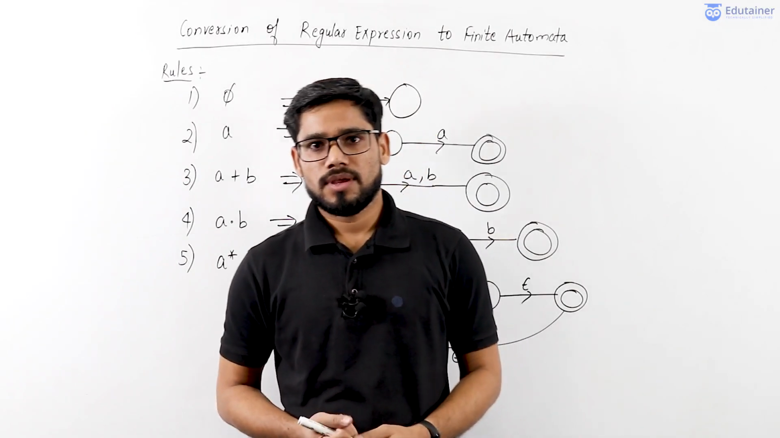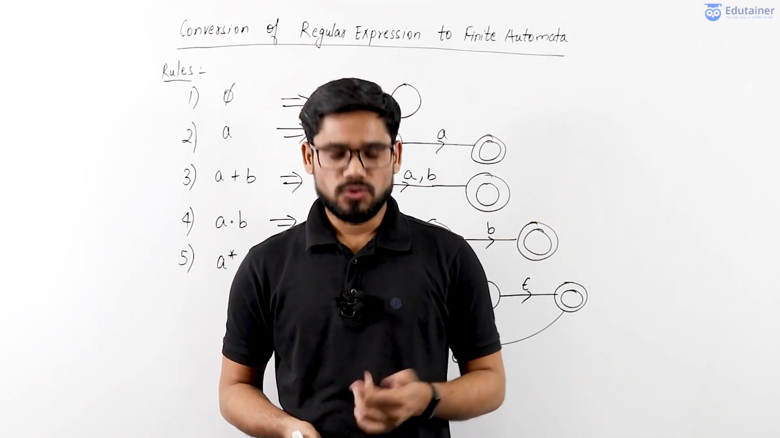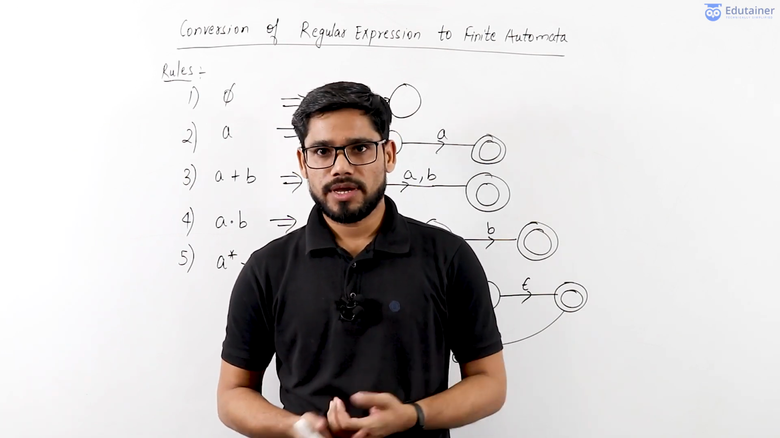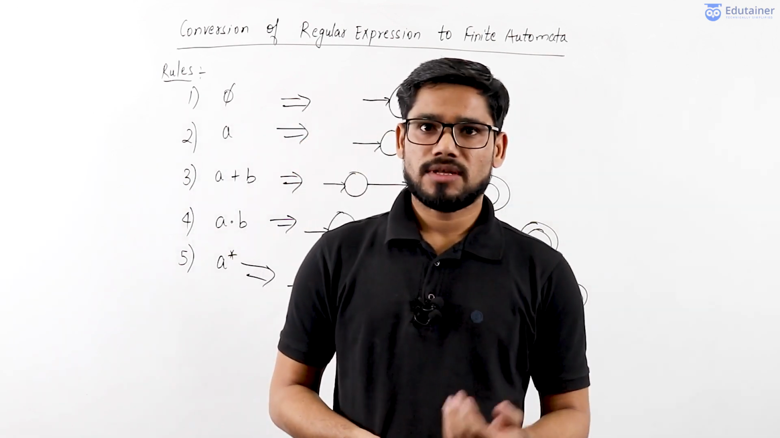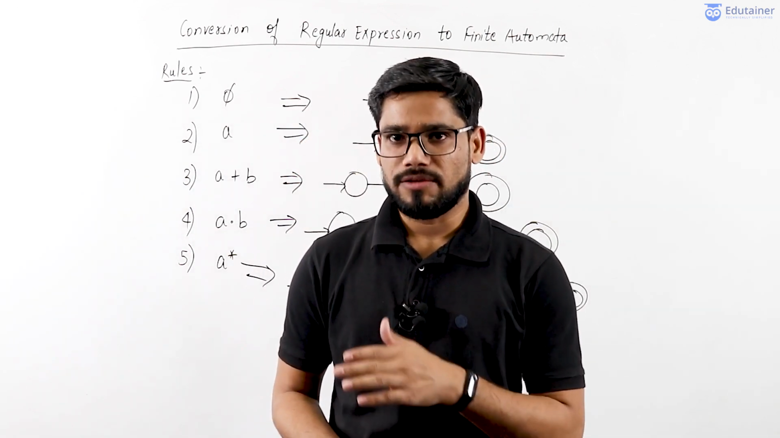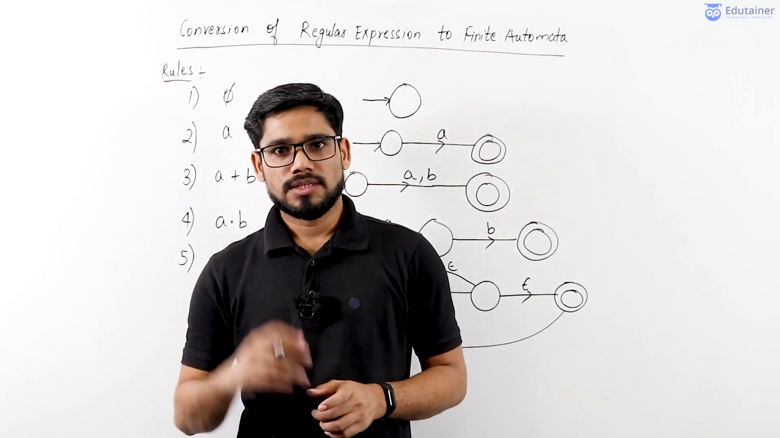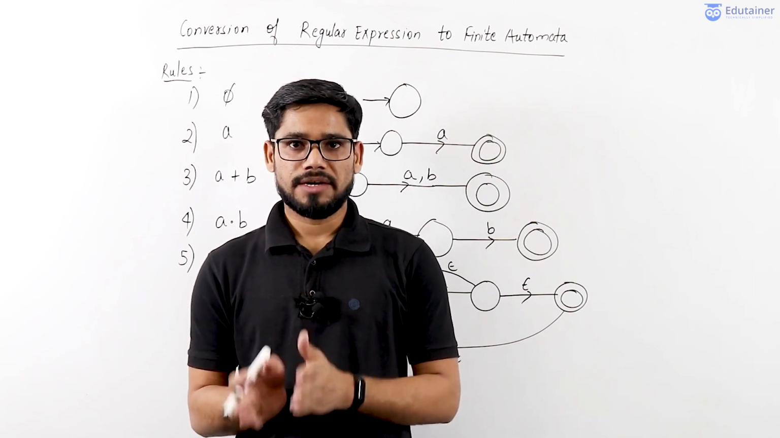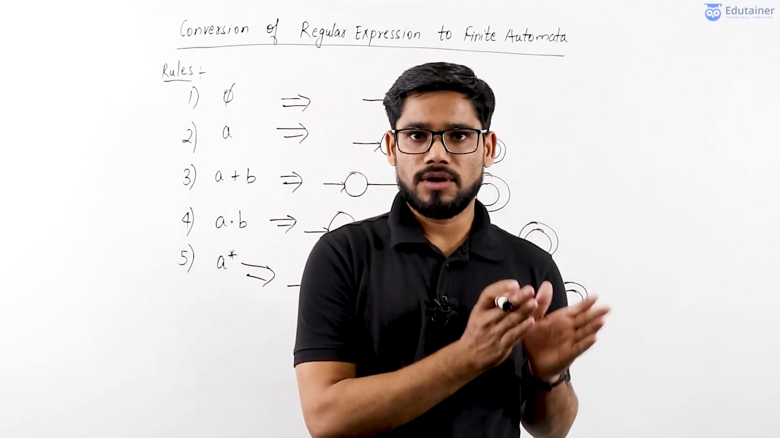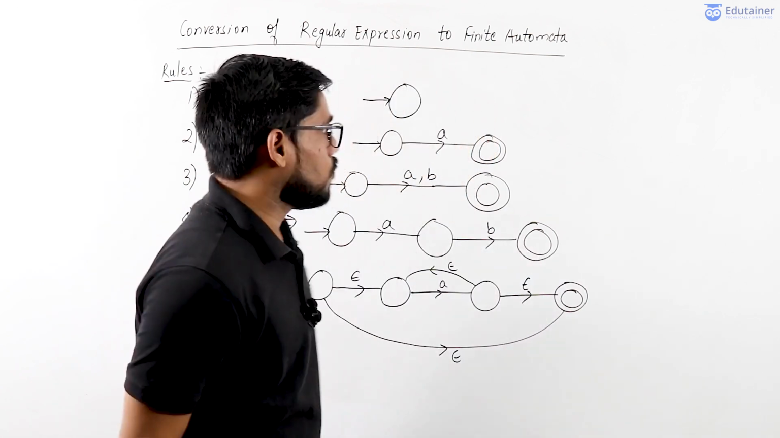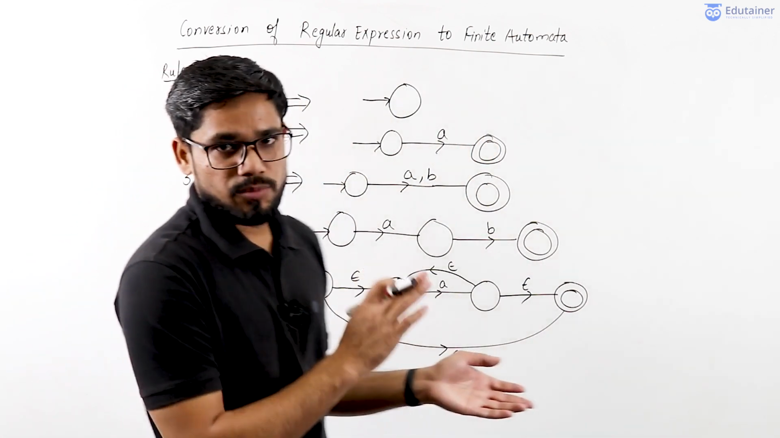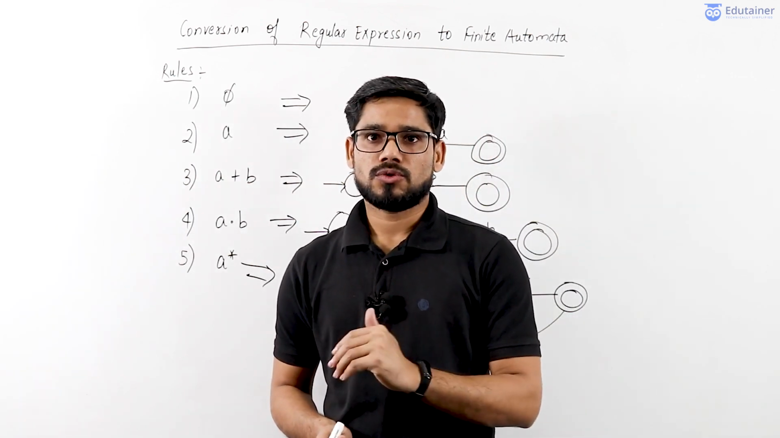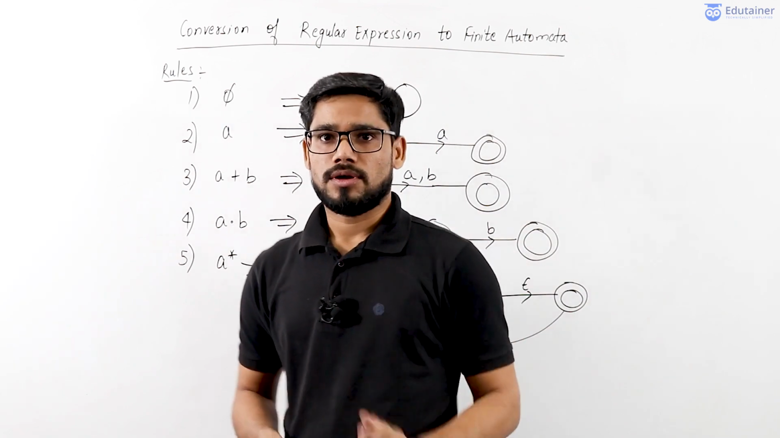Hi everyone. In this video, we will see how to convert a regular expression into finite automata. So you already know that regular expression is the representative of regular language, and regular language is accepted by a machine called finite automata, and it is generated by a grammar called regular grammar. So there are both ways of conversion possible, meaning you can convert the regular expression into finite automata, and also you can convert a finite automata into a regular expression.